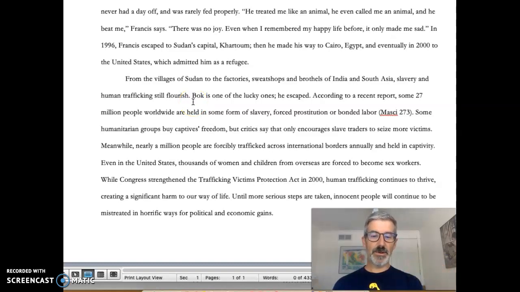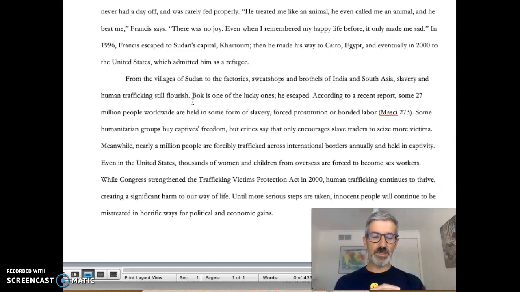You'll see a statistic here. According to a recent report, some 27 million people worldwide are held in some form of slavery, forced prostitution, or bonded labor. Some humanitarian groups buy captives' freedoms, but critics say that only encourages slave traders to seize more victims. Meanwhile, nearly 1 million people are forcibly trafficked across international borders annually and held in captivity. Even in the United States, thousands of women and children from overseas are forced to become sex workers. Okay, so that is a longer statement of fact. We've got our statement of assumption, followed by a statement of fact. We've introduced the audience to this topic, a pretty heavy topic for sure.